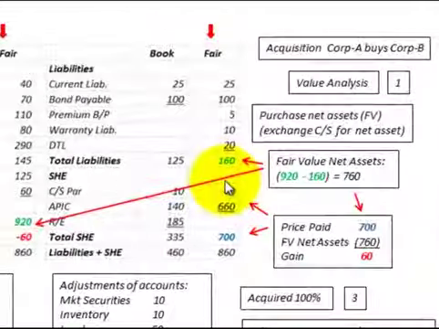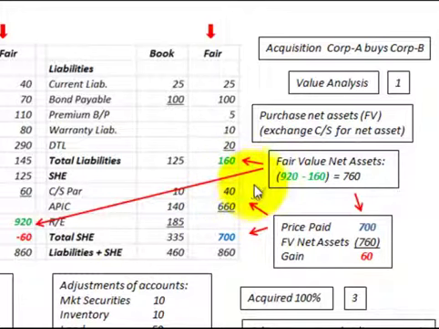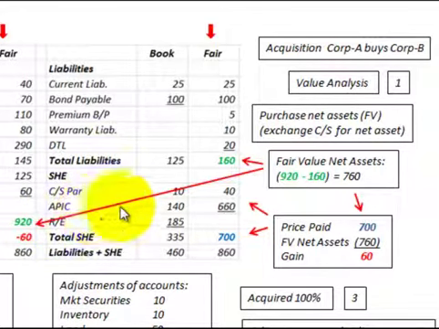Okay, using the same balance sheet here, let's look at how we'd calculate a gain on the acquisition of Corporation B by Corporation A. So in this case, the fair value of our net assets is the same: $920,000 for the total assets, less $160,000 for the total liabilities. So our fair value of net assets here is $760,000.